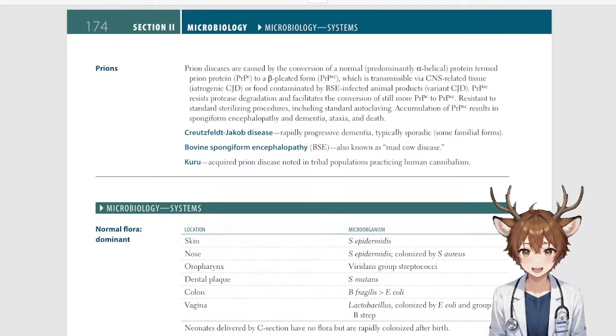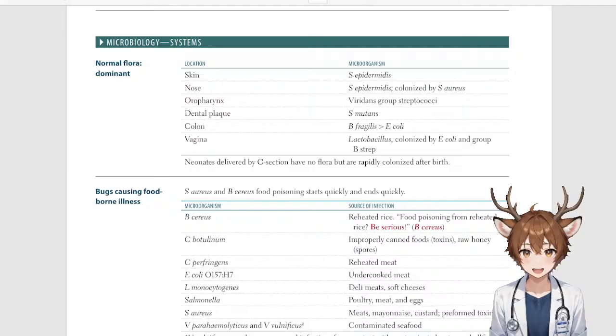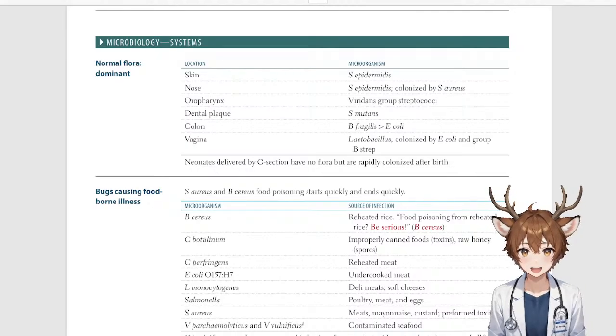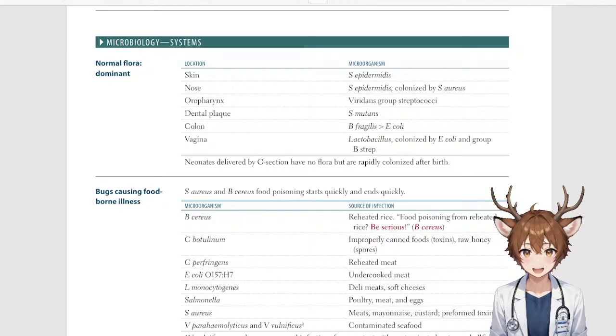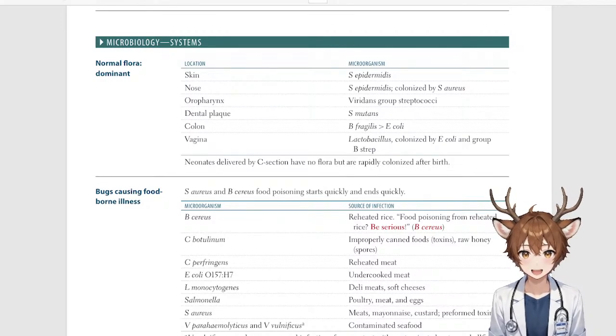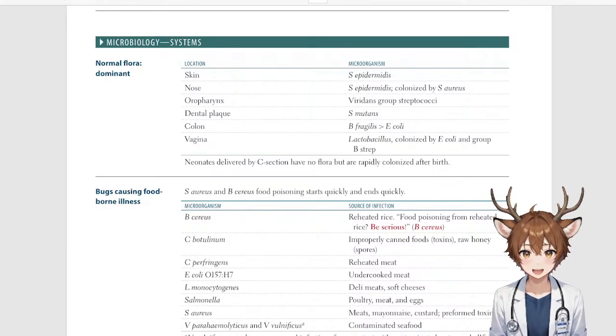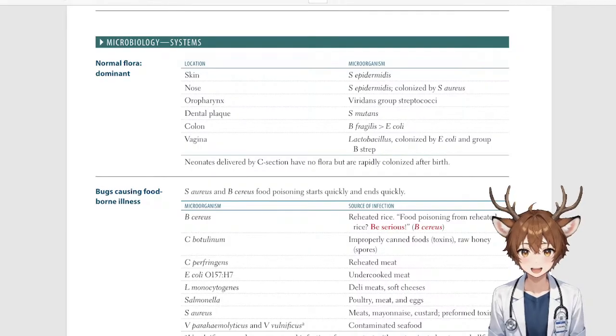Microbiology systems. Normal microbiota dominant. Neonates delivered by C-section have microbiota enriched in skin commensals. So this is location versus microorganism. Skin, Staph epidermidis. Nose, Staph epidermidis, colonized by Staph aureus. Oropharynx, Viridans group Streptococci. Strep viridans.